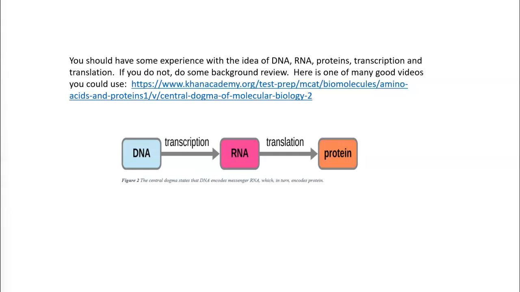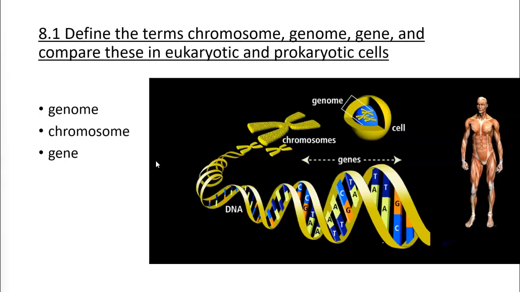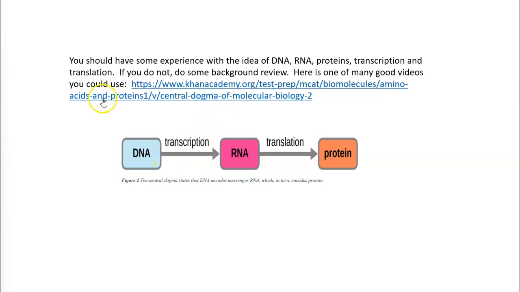I don't need you to understand in more depth than what I'm going to go over, but you might just need a refresher to remind yourself what the heck is DNA and RNA and proteins and what's transcription and translation. This link is also on your study guide. And like I said, you can just Google Khan Academy and genetics or central dogma. You'll find some information about this.